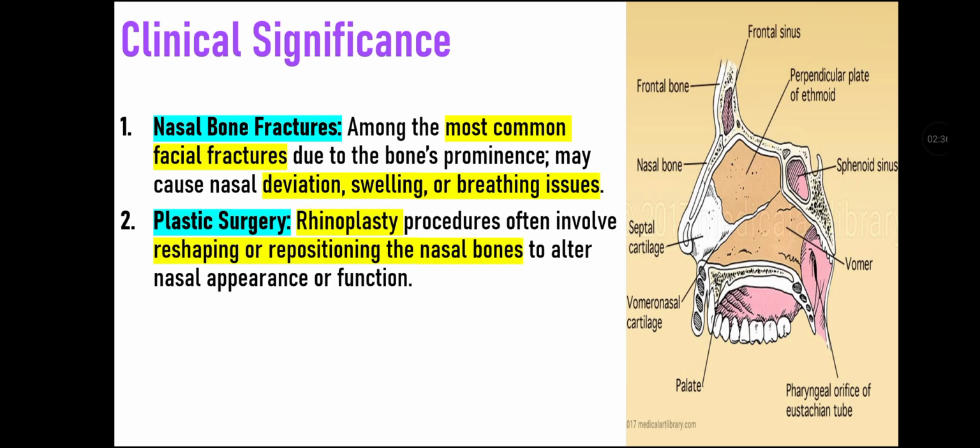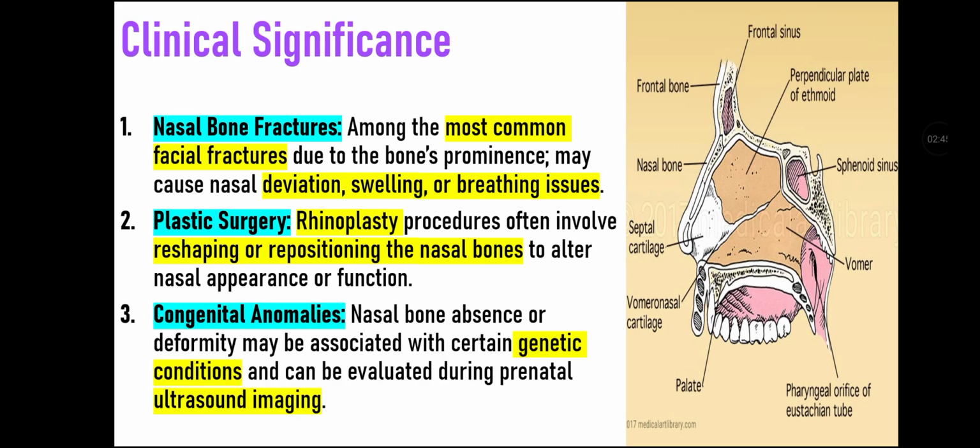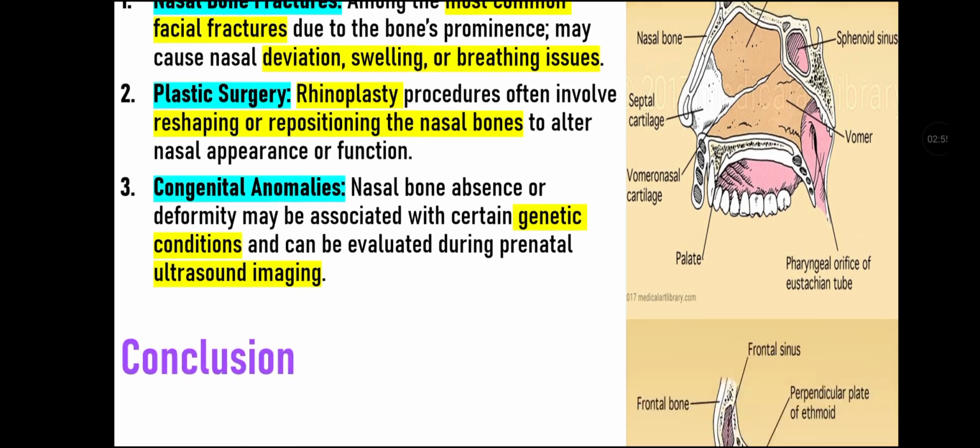Second is plastic surgery, as rhinoplasty procedures often involve reshaping or repositioning the nasal bone to alter nasal appearance or function. Third is congenital anomalies, as nasal bone absence or deformity may be associated with certain genetic conditions and can be evaluated during prenatal ultrasound imaging.